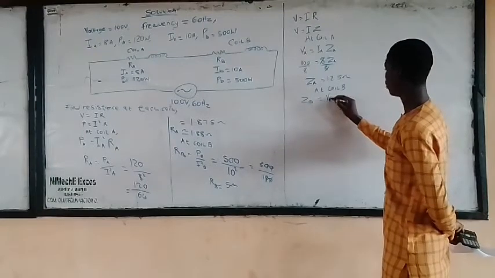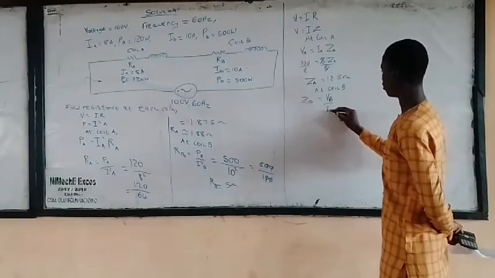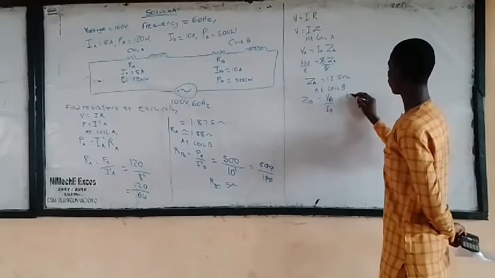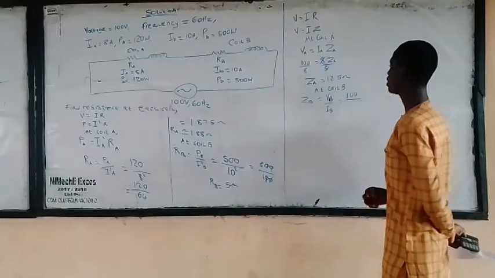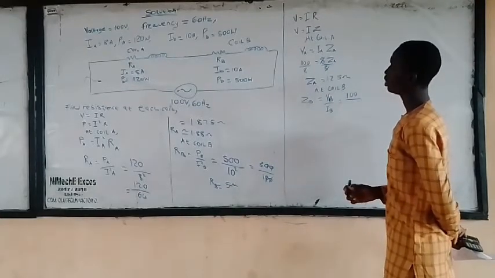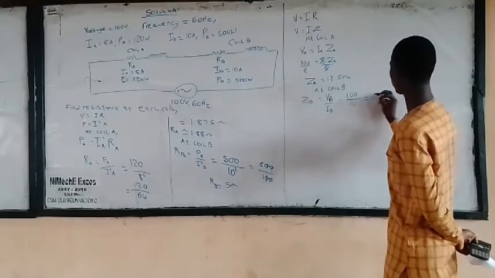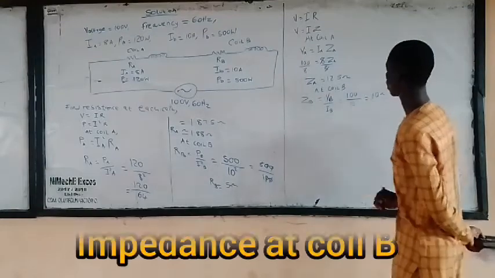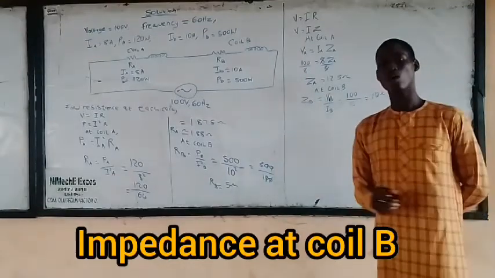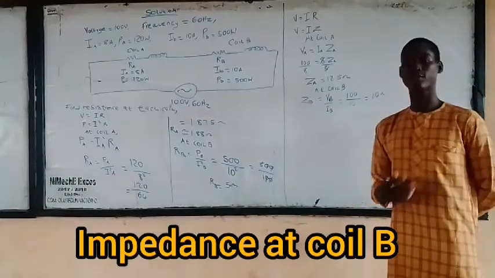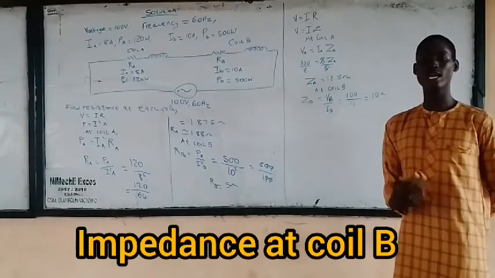Now, BB over IB. BB is 300 volts, it's constant. IB here is going to be what? It's going to be 10. So, 100 divided by 10 will give us 10 ohms. Okay? Now, we're looking for this in order to look for our reactants. Now, how do we get reactants?